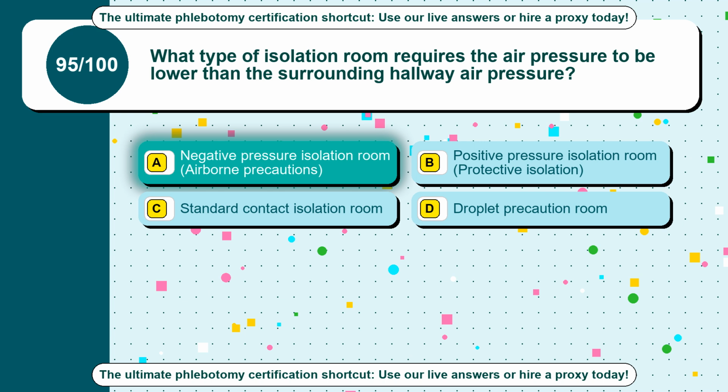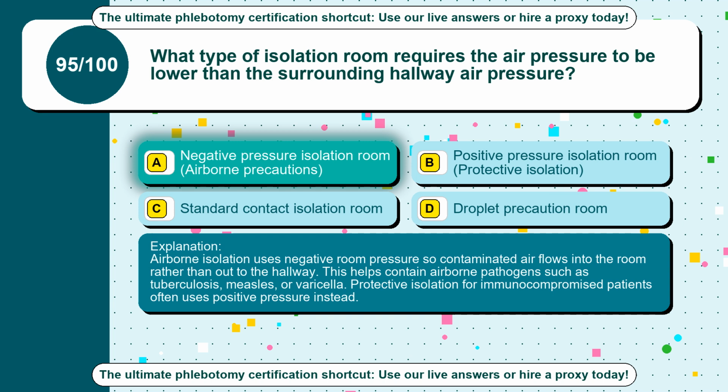Negative pressure isolation room, airborne precautions. Airborne isolation uses negative room pressure so contaminated air flows into the room rather than out to the hallway. This helps contain airborne pathogens such as tuberculosis, measles, or varicella. Protective isolation for immunocompromised patients often uses positive pressure instead.